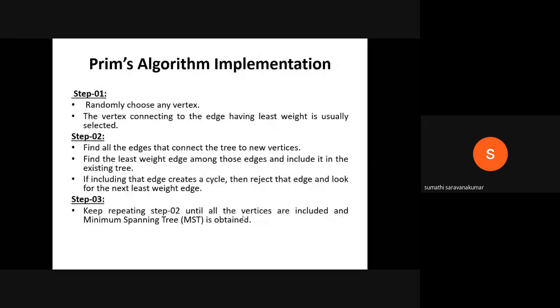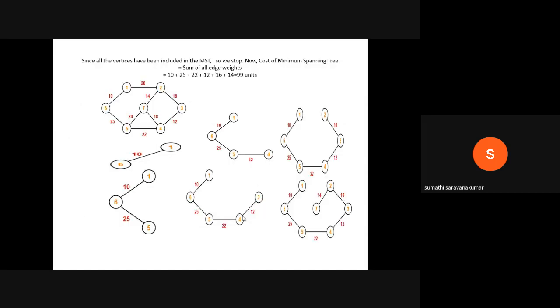Okay, so here randomly you will choose any vertex. Then you choose any edge which has the least weight, and you will connect those edges. When you're connecting those edges, you just have to check whether it is going to form a cycle. In case it is going to form a cycle, you reject those edges. And finally, you will get a graph with all the vertices included in the minimum spanning tree. You'll understand better with this diagram.